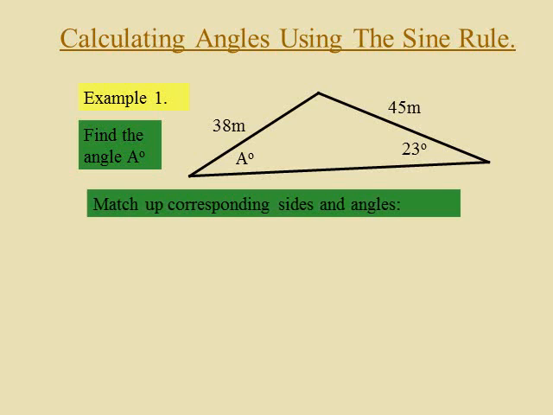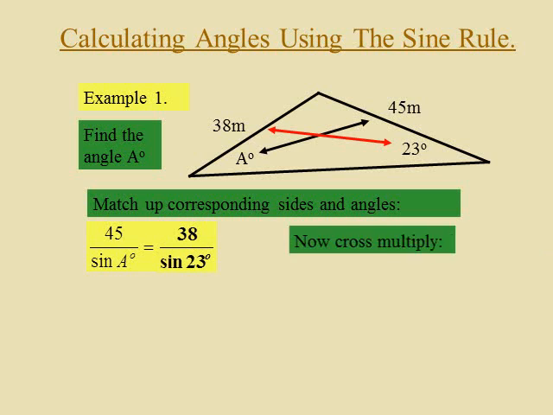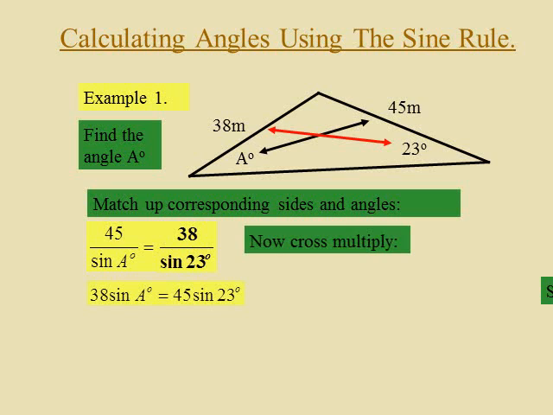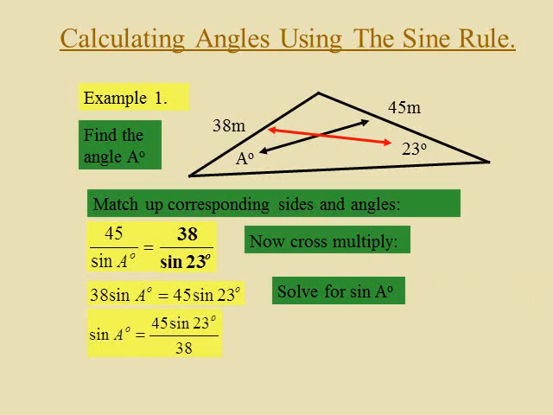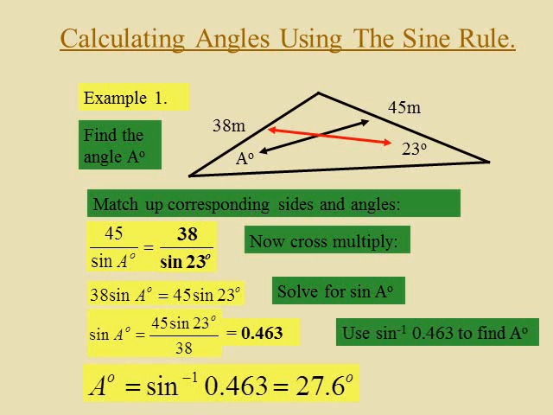Again, we match up the corresponding sides and angles. So 45 over sine A equals 38 over sine 23. We need to solve first of all for sine A. So we cross multiply, then divide by 38. That works out to be 0.436. To get A, we have to use the inverse sine: 27.6 degrees. Looks good.